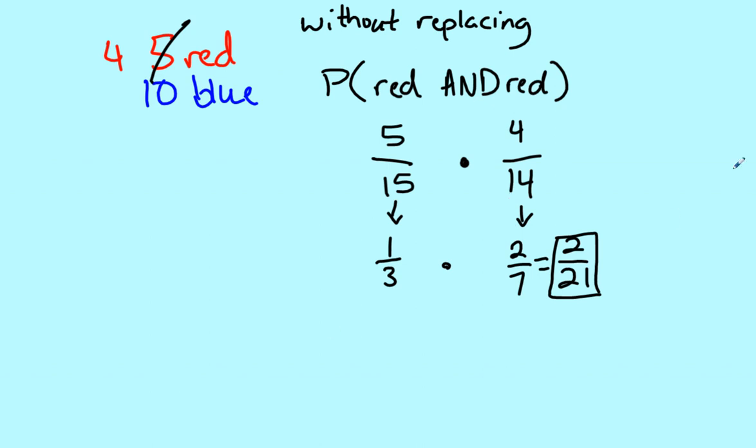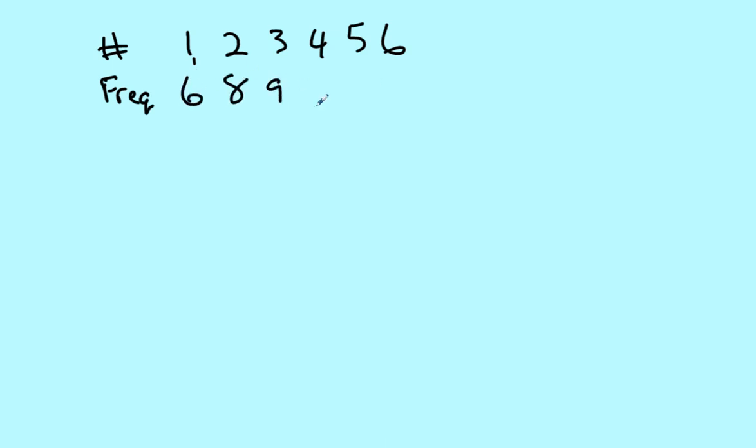Alright, let's do some more probability stuff. So it says, a number cube has 6 faces and Mr. Velez made a little chart here and it said number and frequency. So it was numbered like a regular old cube: 1, 2, 3, 4, 5, and 6. And the frequencies he got were 6, 8, 9, 8, 9, 10. So that's his table.